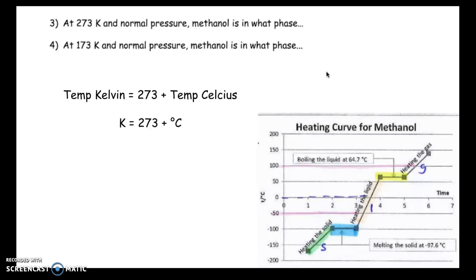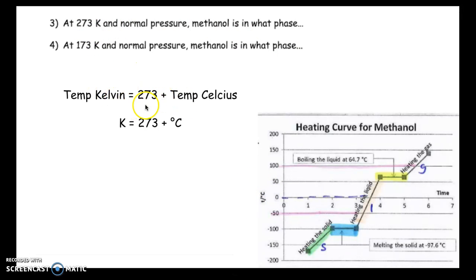Okay, the next questions: you're given at 273 K, methanol is in what phase, and at 173 K, methanol is in what phase. And this is sort of the question where you're figuring out the phases at a given temperature. Now, the reason why I added this one in was just to give you an opportunity to pay attention to units. Notice that these are in Kelvin, but on our graph it's in degrees Celsius.